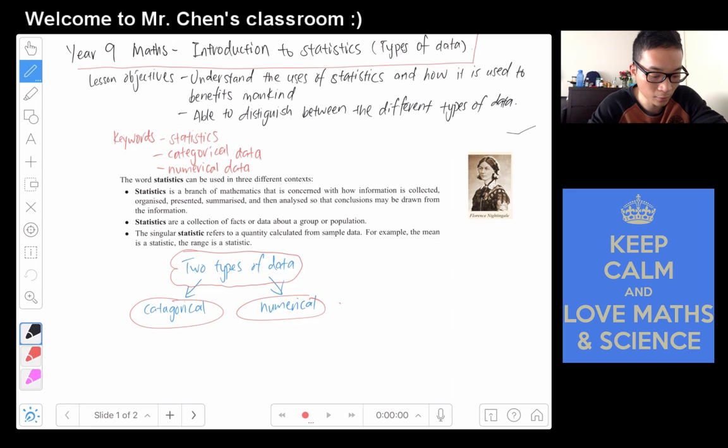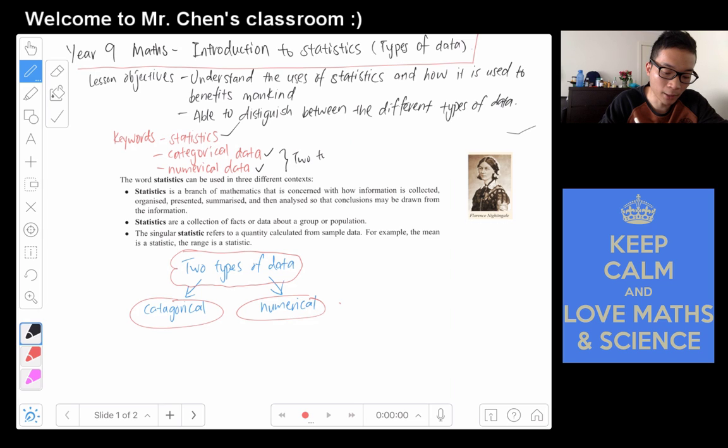And the second objective is to be able to distinguish between the different types of data. There are actually two main types of data that I'm going to talk about. And yeah, the keywords here are statistics, categorical data, and numerical data. These are the two types of data.